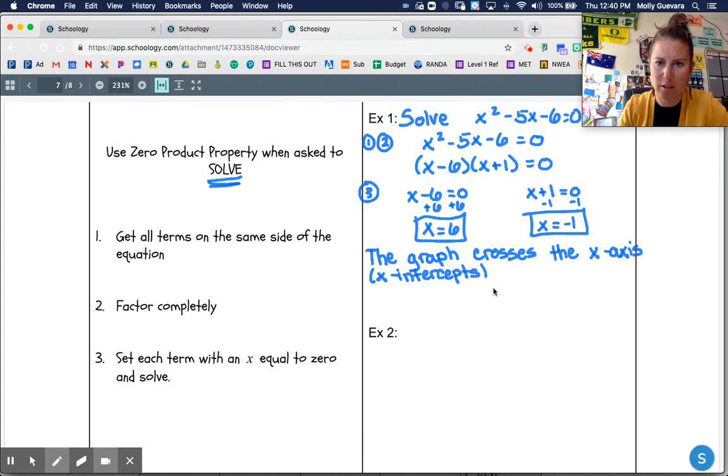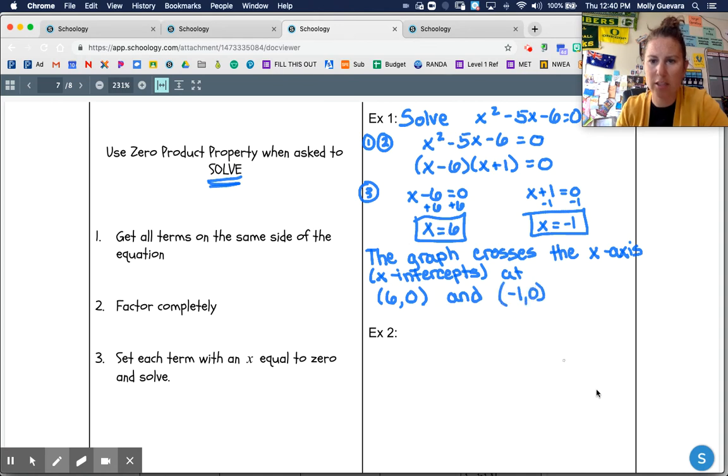X-intercepts. So the graph crosses the x-axis at the points (6, 0) and (-1, 0). That tells me where the graph crosses the x-axis. It tells me where the x-intercepts are. And so now I would be able to solve maybe a little bit easier. Not solve. I would be able to graph it a little bit easier because I at least know 2 points on the graph. Okay, so when we're solving quadratics, what we're solving for are the x-intercepts.